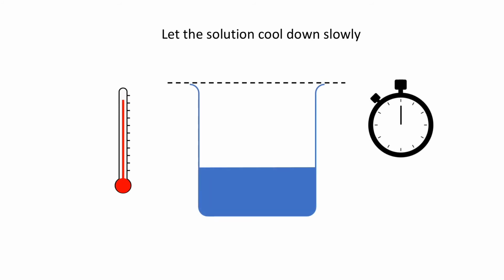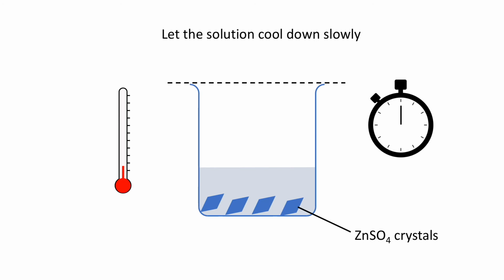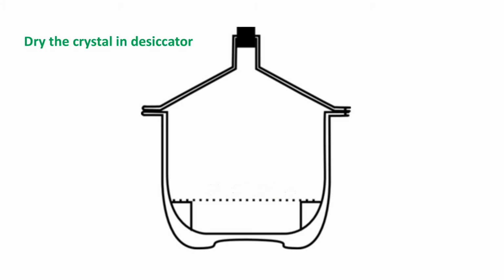As time goes by, the temperature of the solution decreases, and hence the solubility also decreases. Finally, zinc sulfate crystal will form. By using filtration again, we can obtain the zinc sulfate crystal. The crystal will be dried in a desiccator.